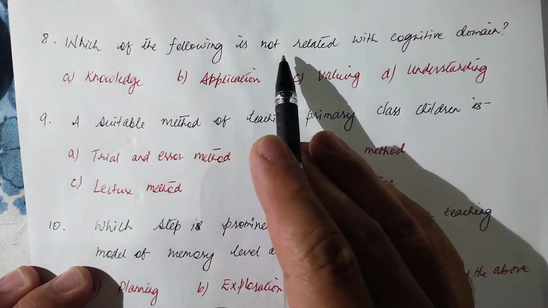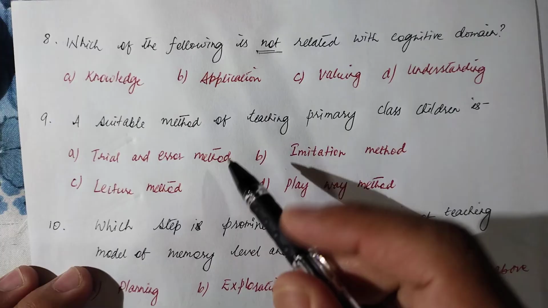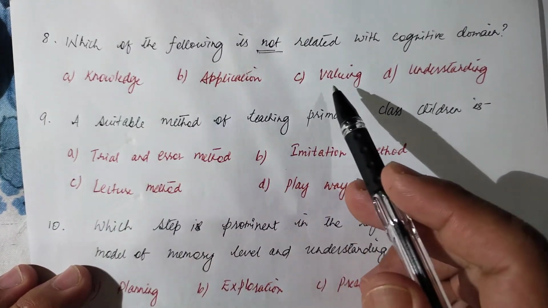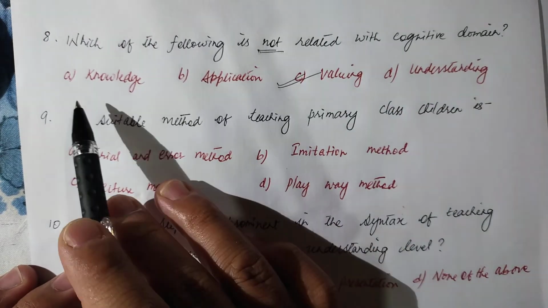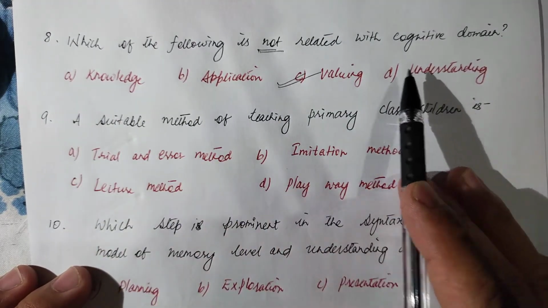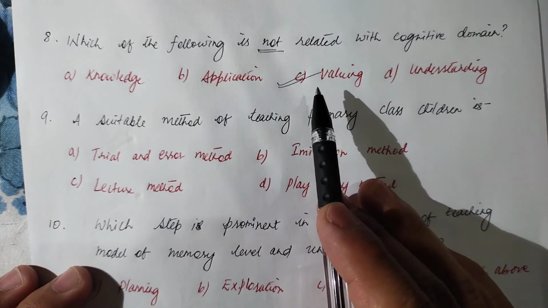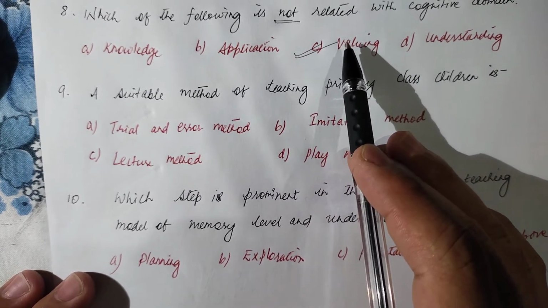8. Which of the following is not related with cognitive domain? Not related. Answer kadai ka A. Knowledge, B. Application, C. Valuing, D. Understanding. Ka answer day valuing. Kani knowledge, application, understanding kadai by day but ka cognitive domain like no kani ka option C. Valuing tagadaw kadai ka answer day kani.